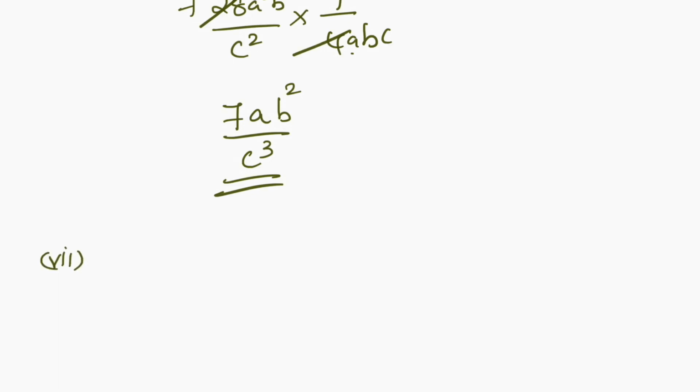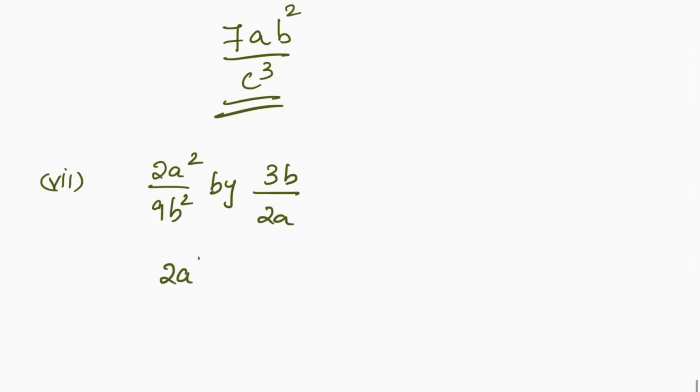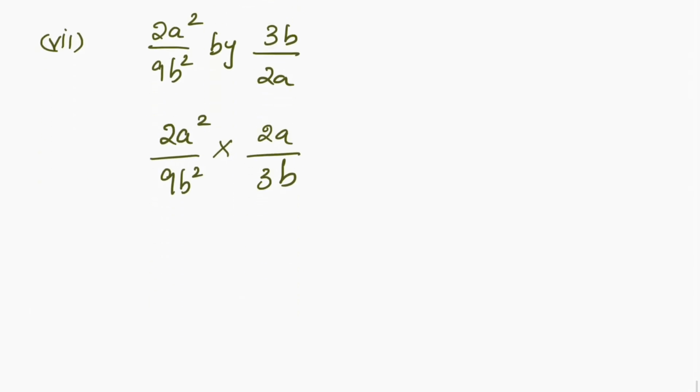Seventh question we have 2a square by 9b square divided by 3b by 2a. Okay. So I can write this as 2a square by 9b square into 2a by 3b. Correct? It's division, right? So we'll take the reciprocal and multiply. So you get 4a cube by 27b cube. Hope it's clear.